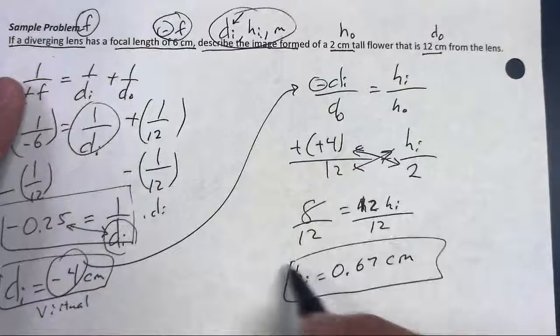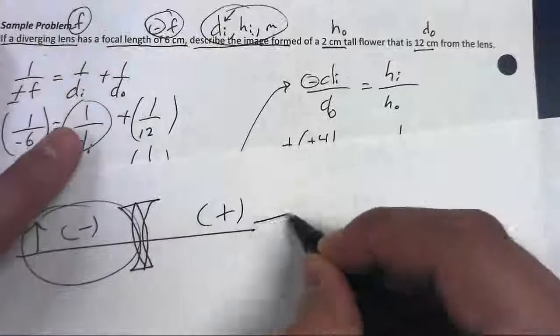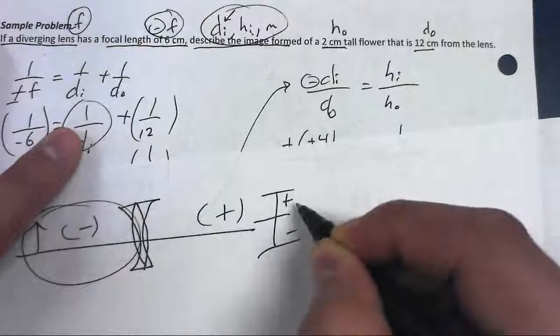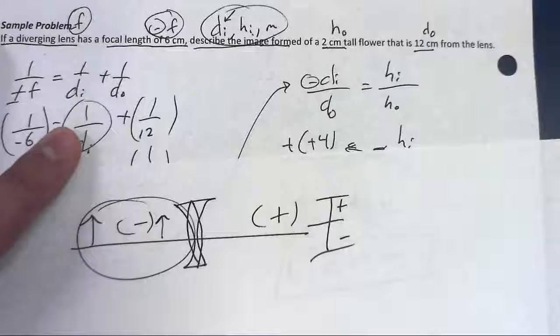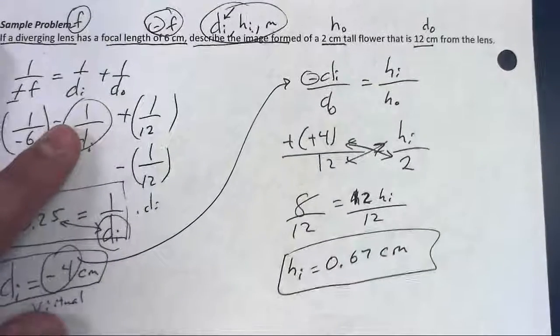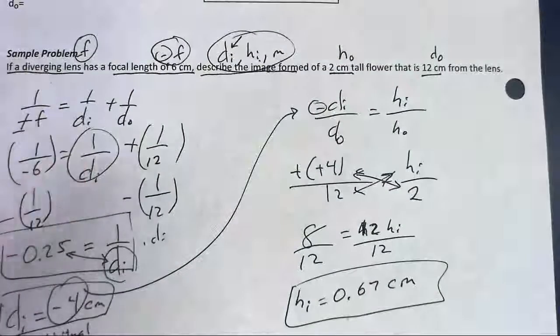All right. This image height actually happens to be positive height, which means it's above the principal axis, and you already know that because virtual images are always above the principal axis. All right. In the next video, I'll solve for the magnification.